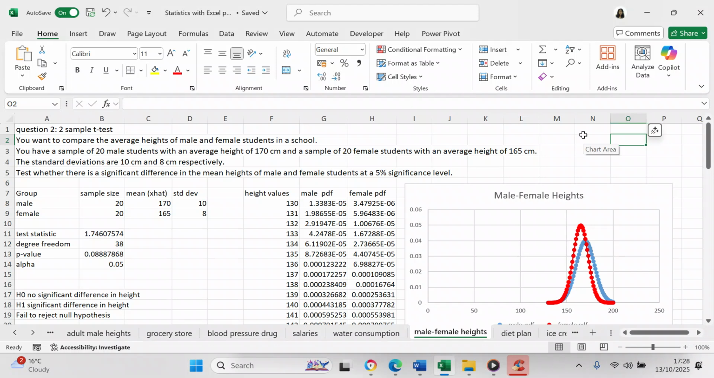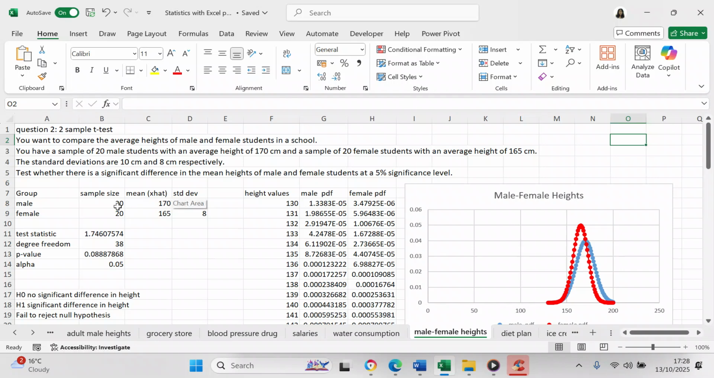In this particular video, we're going to do a two-sample t-test, which is a hypothesis test. You want to compare the average heights of male and female students in a school. You have a sample of 20 male students with an average height of 170 centimeters and a sample of 20 female students with an average height of 165 centimeters. The standard deviations are 10 centimeters and 8 centimeters respectively. Test whether there is a significant difference in the mean heights of male and female students at a 5% significance level.